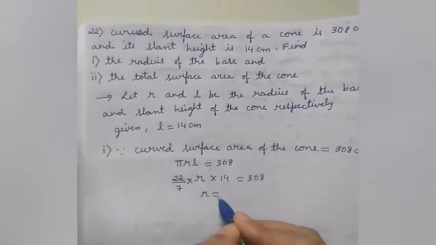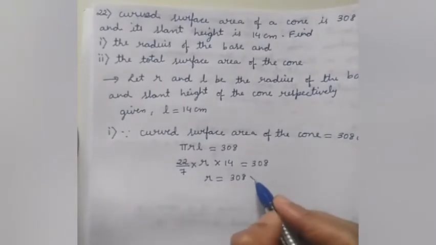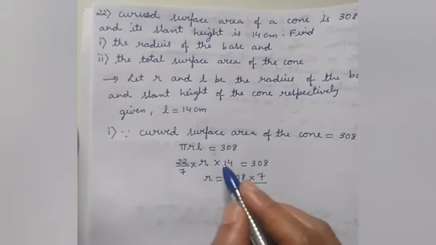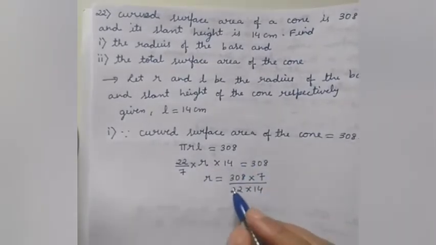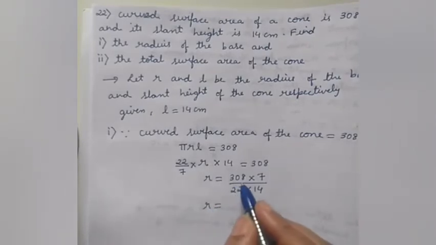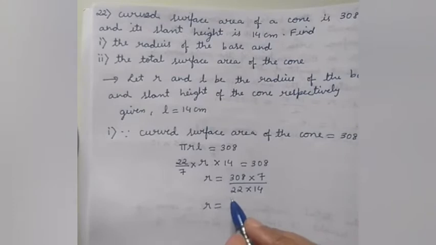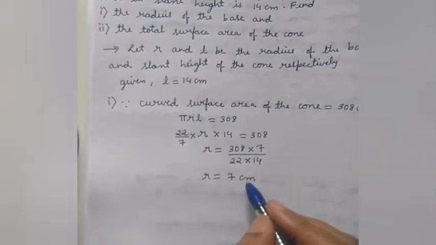So R has 308. Since 7 it is division, if we take it to the other side it becomes multiplication. 14 and 22, since it is multiplication, if we take it to the other side it becomes division. So we have R is equal to 308 into 7 divided by 22 into 14. If we simplify this, we are getting R is equal to 7 centimeter. So radius we obtain, it is equal to 7 centimeter.